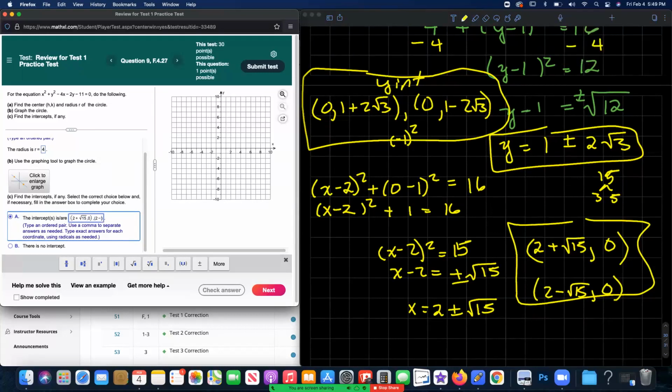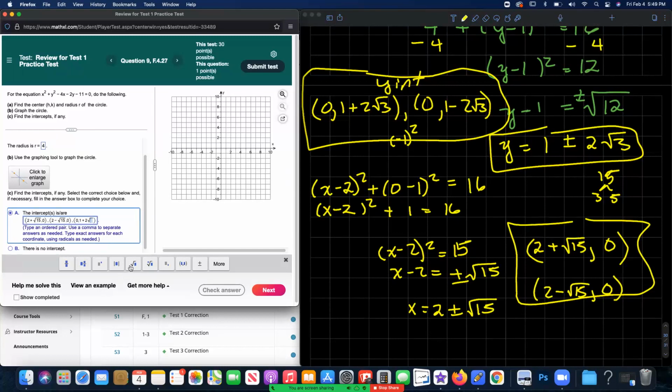2 minus root. And I wish they would just tell you whether you got it right after, but I think it doesn't show you. I did it 17 times. Okay, I got you. And then 1 plus 2 root 3, and then we got 0 minus 2 root 3. And that's it, I think.